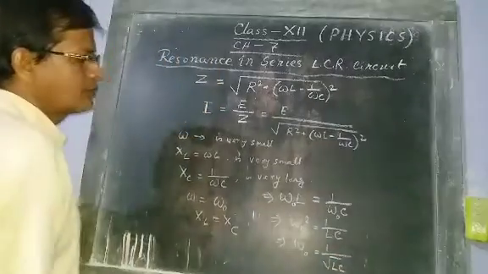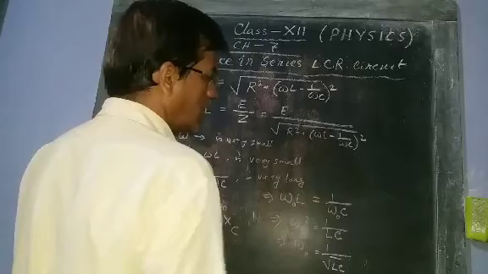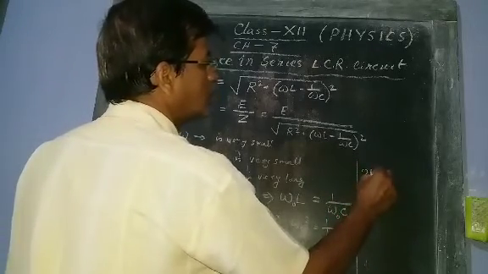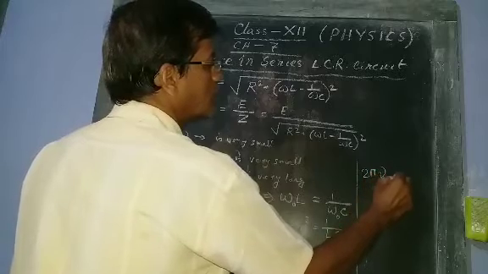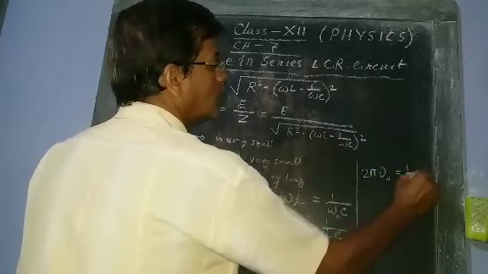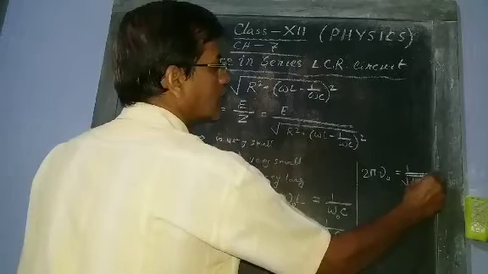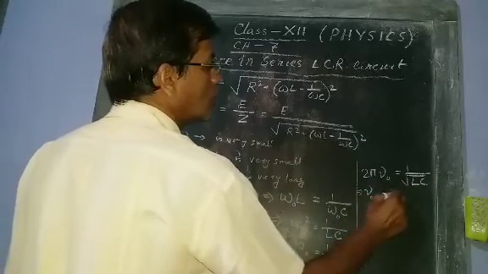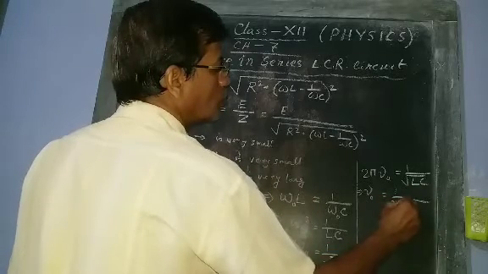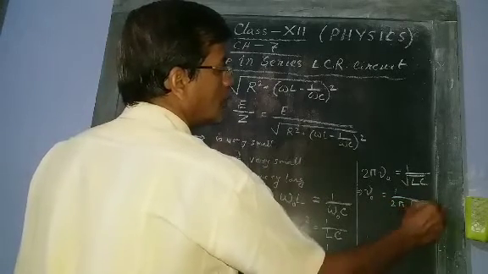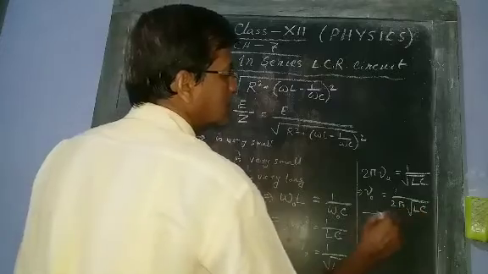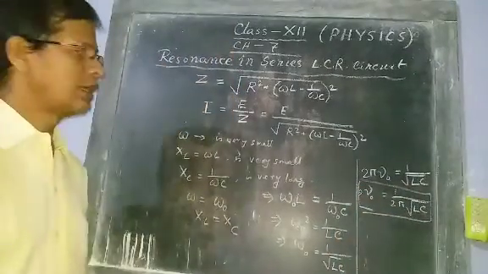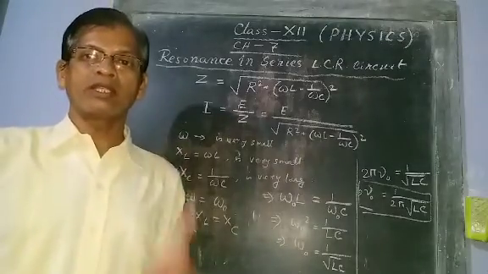But what is omega? Omega is 2 pi nu. So 2 pi nu naught equal to 1 by root LC. So nu naught equal to 1 by 2 pi root LC. This is the resonant frequency.